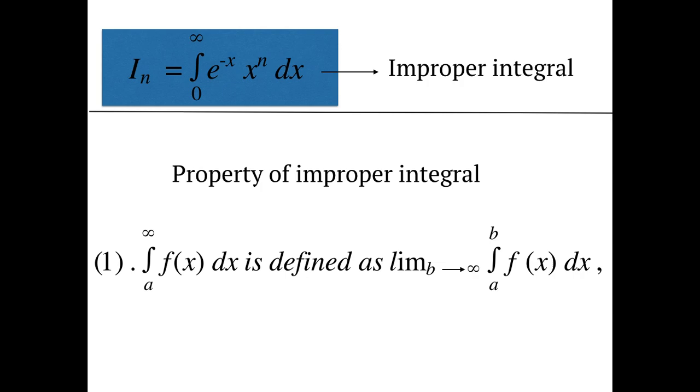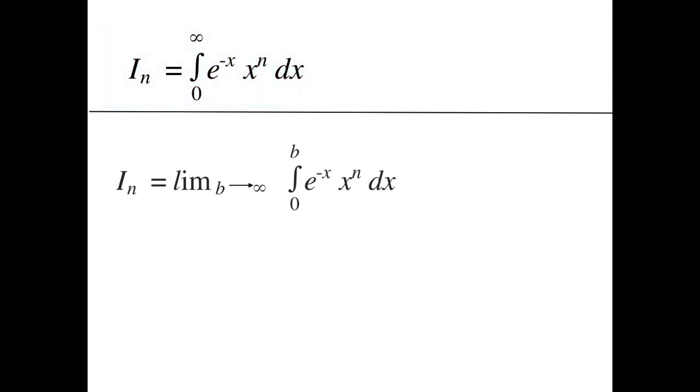So the integral from a to infinity of f of x dx is defined as the limit as b tends to infinity of the integral from a to b of f of x dx, where the limit exists. Right? So after we apply this property to the integral we had, we get the following result: limit b tends to infinity, integral from 0 to b, in the place of infinity we plugged in b, e to the power minus x, x to the power n dx. Now, how can we proceed towards the solution?